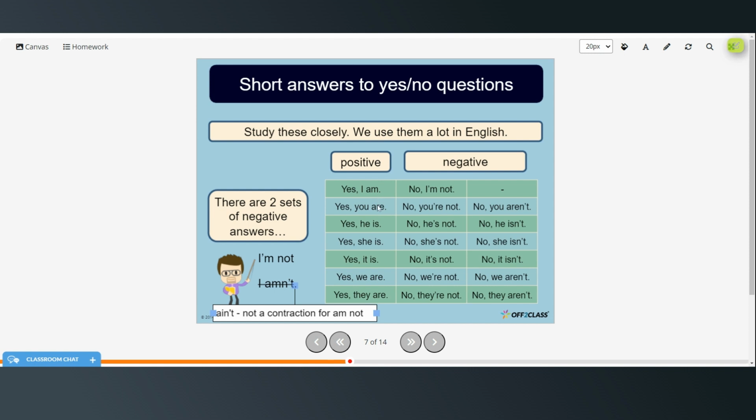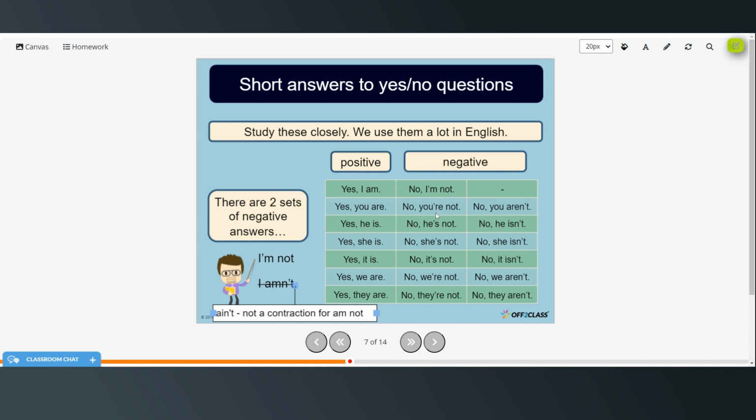Okay, so here are the positive answers. Yes, I am. Yes, you are. Yes, he is. Yes, she is. Yes, it is. Yes, we are. Yes, they are. And with the negative, for everything except I, there are two ways to make the contraction.